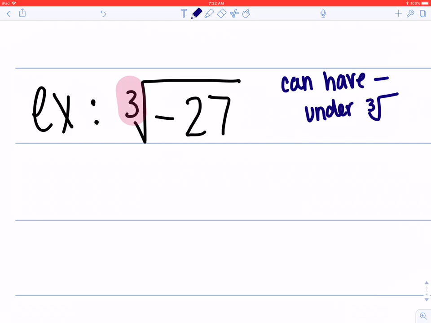So I'm looking for, okay, what number cubed is 27? Well, 3 cubed gets me 27, because 3 times 3 times 3 is 3 times 3, which is 9, times 3, which is 27. Now the way I get to negative 27 is to stick a negative sign in front. So negative 3 cubed is negative 27.